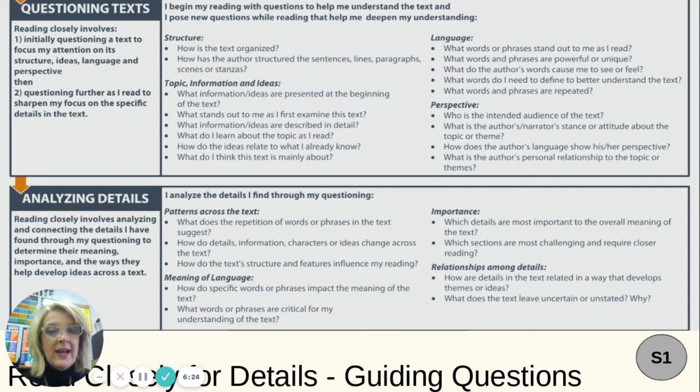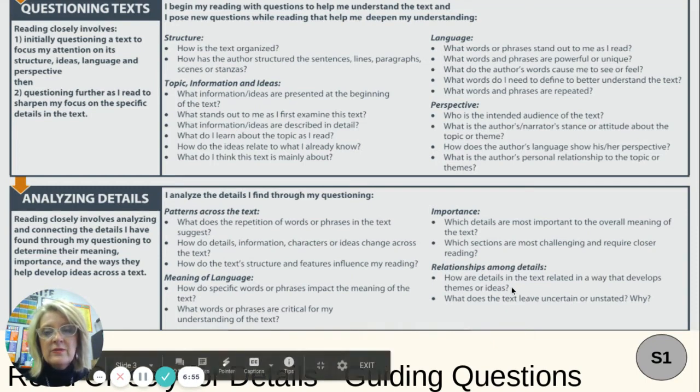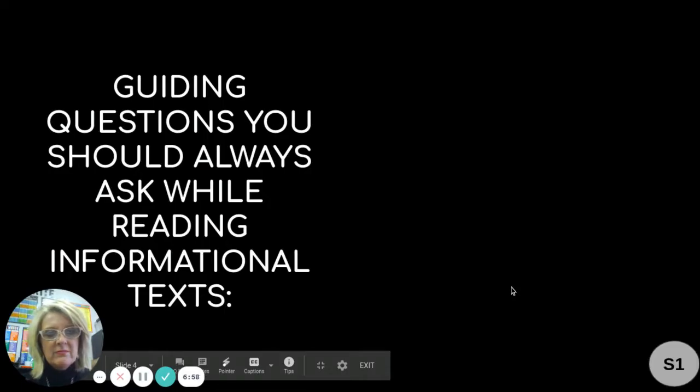You want to think on, why is this important? Which details are the most important to the overall meaning of this text? And which sections are most challenging and require closer reading? And then take a look at the relationships among details. How are the details in this text related in a way that develops the theme or the idea, what the author wants me to know? And what does the text leave uncertain or unstated? And why do you think the author left me hanging? Why does the author not explain certain things?